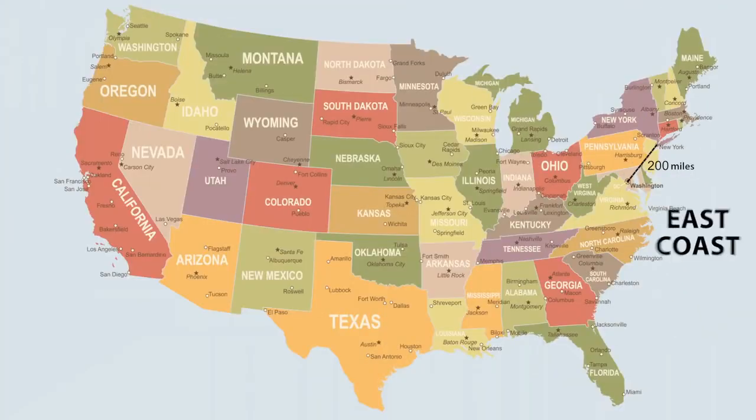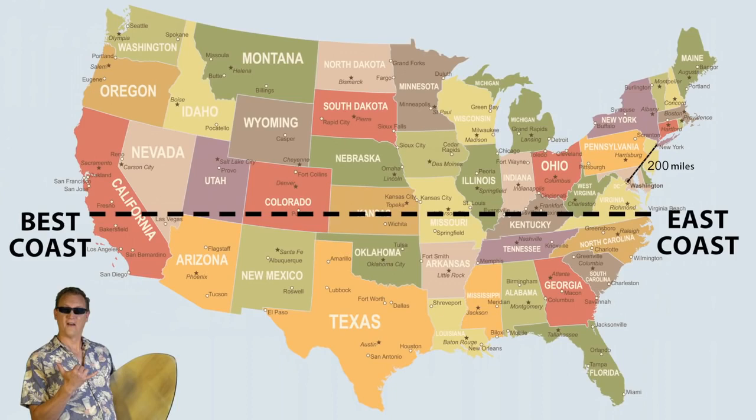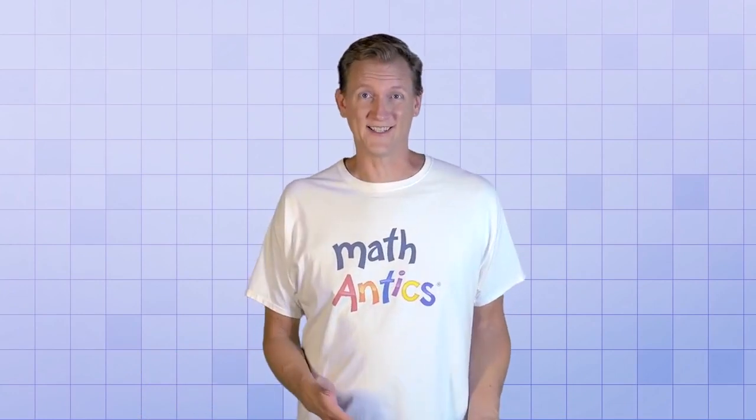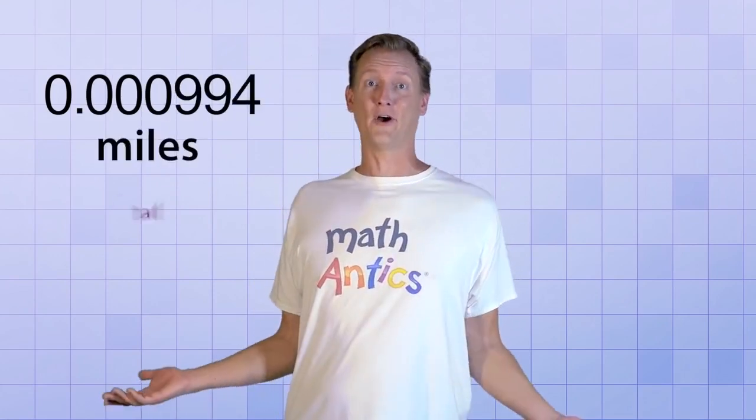And the distance from the east coast of the US to the west coast, or the best coast, whichever you like to call it, is over 2,600 miles. Sure, you could use miles to measure smaller distances, but it'd be a little silly to tell your friend that you're 0.000994 miles tall, but go ahead if you want to.